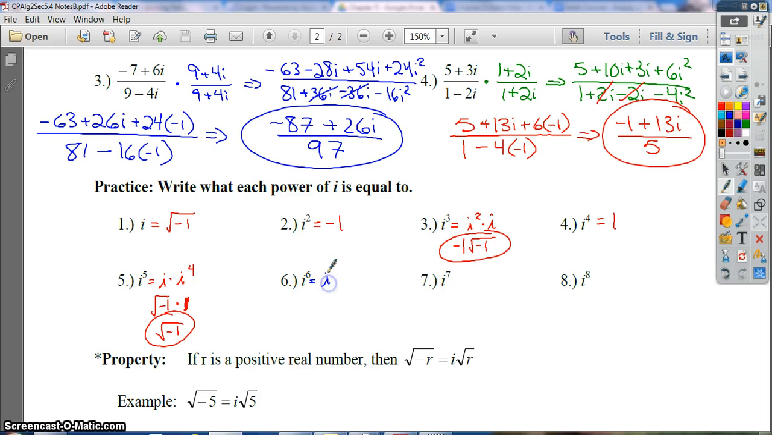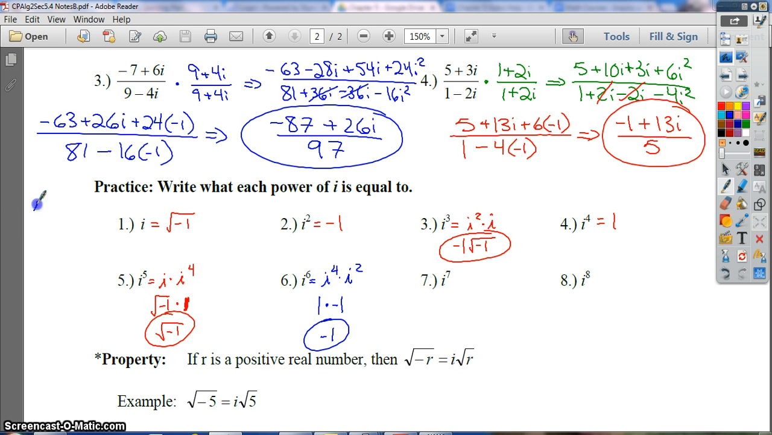i to the 6th I can write as i to the 4th times i squared. i to the 4th is positive 1. i to the 2nd is negative 1. So this is 1 times negative 1. There you go.